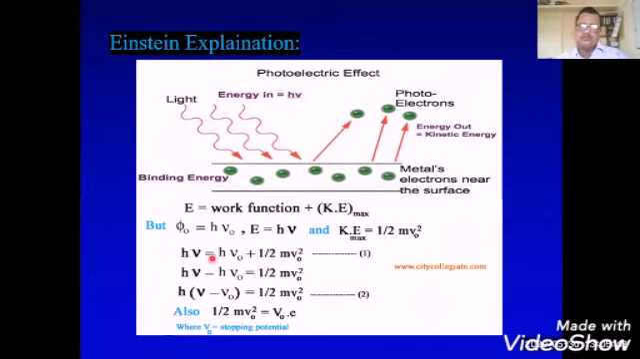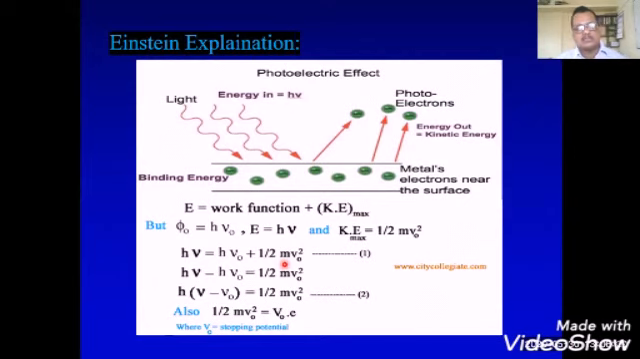So here, as the frequency nu increases, nu naught is constant, so half mv squared will increase. That means the velocity of the ejected photoelectron will increase. So this is what they observed, that the velocity of the ejected photoelectron did not depend upon the intensity of light, it depends upon the wavelength or frequency of the incident light. So higher frequency means higher kinetic energy or higher velocity of the ejected photoelectrons.